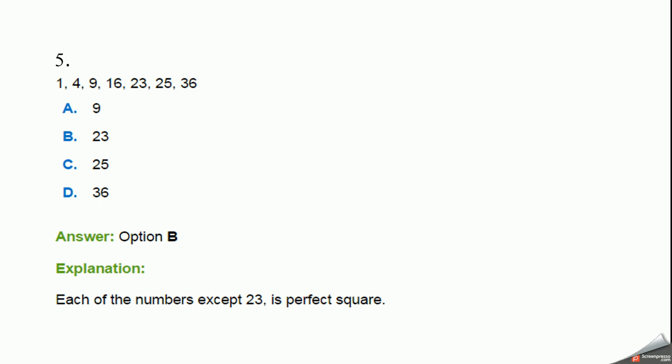Next problem: 1, 4, 9, 16, 23, 25 and 36. When we observe, 1, 4, 9, 16, 25 and 36 are perfect squares. 4 is a perfect square of 2, 9 is a perfect square of 3, 16 is a perfect square of 4, 25 is a perfect square of 5, 36 is a perfect square of 6, but 23 is not a perfect square, so the odd number is 23.